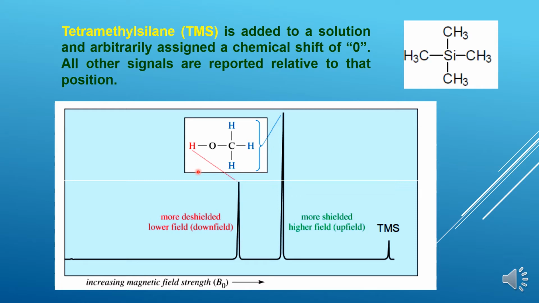Tetramethylsilane has arbitrarily a zero delta value. It is added to the solutions and arbitrarily assigned a chemical shift of zero. All the other signals are reported relative to that position. This is the structure of tetramethylsilane: four methyl groups are attached to the silicon atom.